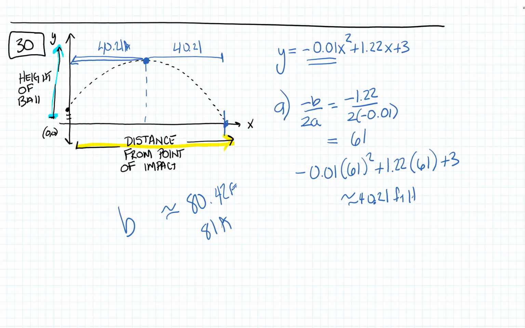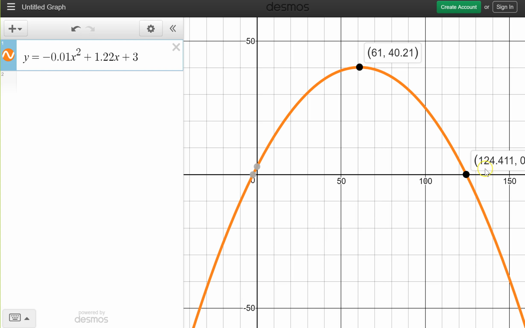Diorio, what a goofball. So the height was 40.21. The distance, my bad. This is why you guys got to check. So for part B, we're going to double the 61. Make this 61, make that 61. If I double that, I get about 122 feet. If I go back to my graph, there we go, about 124.